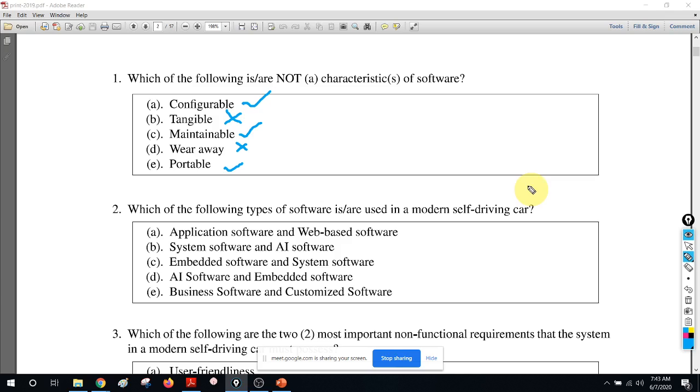I have the answer sheet with me. Therefore, I'm not going to show it again, to save time. The answer is B and D, correct. Okay, so let's move on to the second one.